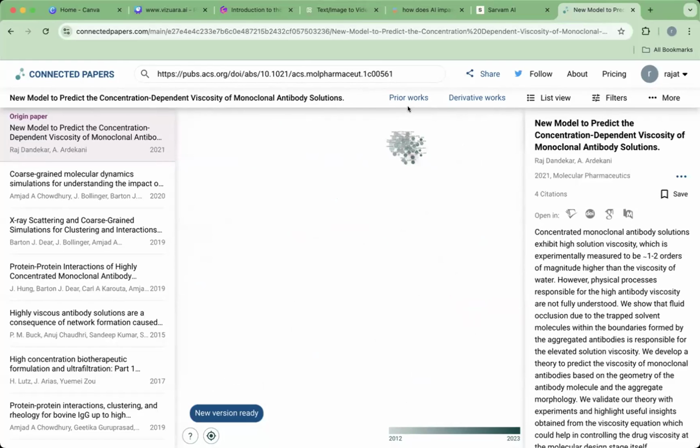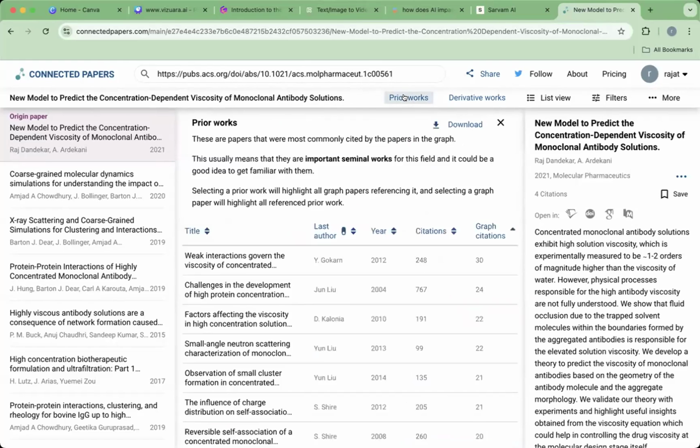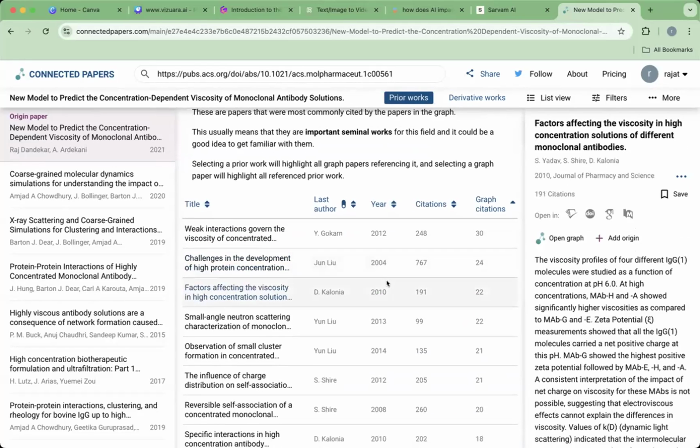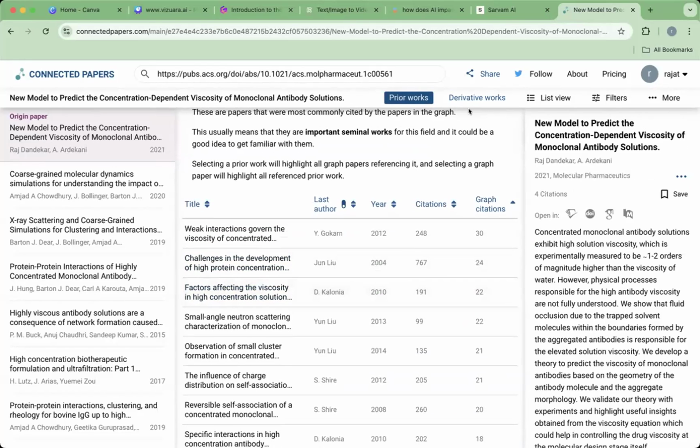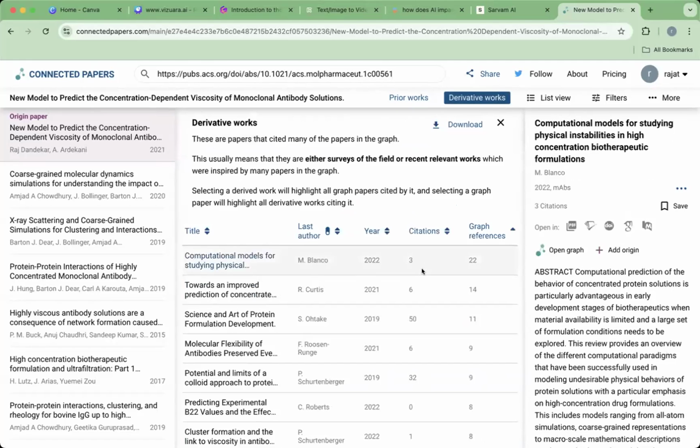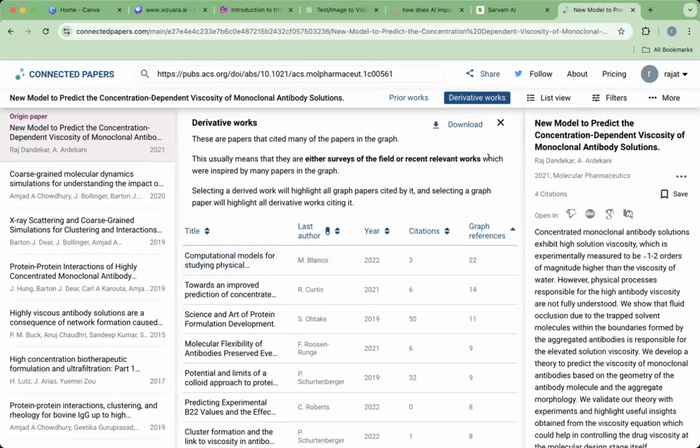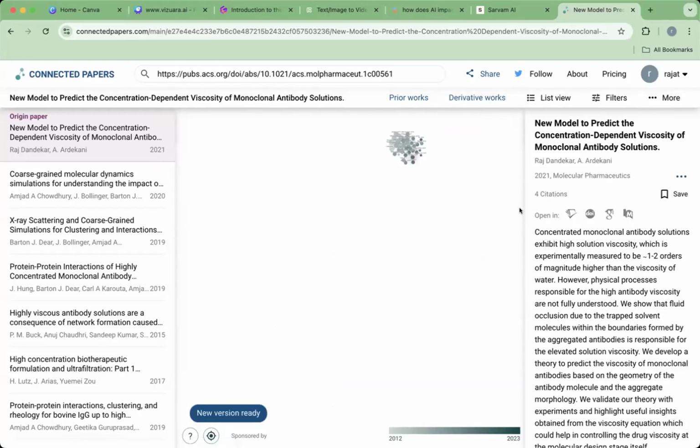It's a combination of, you can see at the top there are prior works, which means that works which this paper has cited, and derivative works, which means the papers which have cited that particular paper. And this information you don't get very easily from Google Scholar. It usually takes some time. So these are some wonderful applications in the research domain. There are many other applications as well.